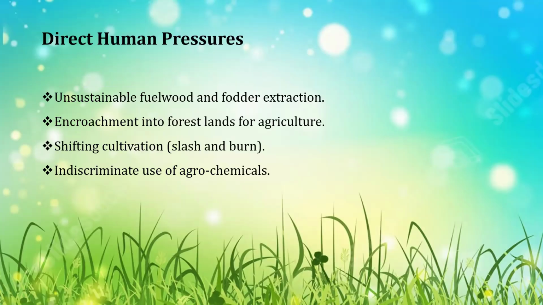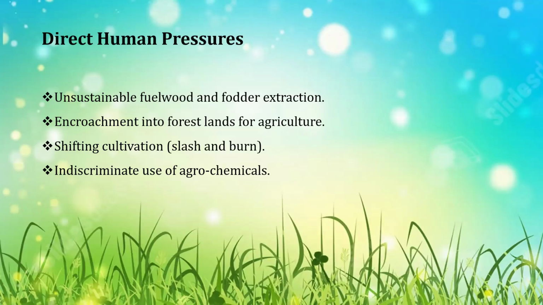Next slide is direct human pressure. This slide outlines direct human pressure, which are the immediate human activities that lead to environmental degradation and habitat loss. The main point in this slide is unsustainable fuel wood and fodder extraction. This refers to the removal of wood for cooking or heating and plant materials for livestock feed at a rate faster than nature can replenish it.